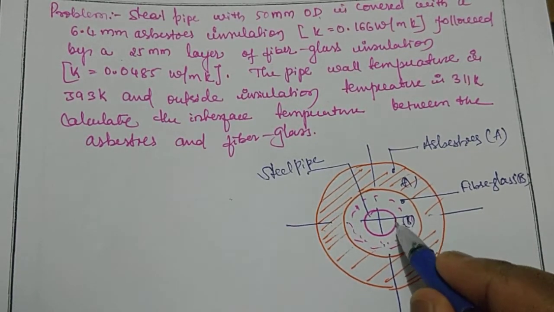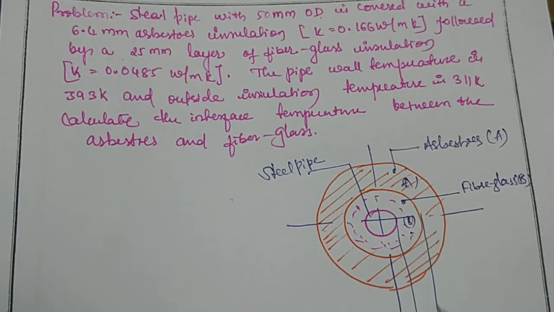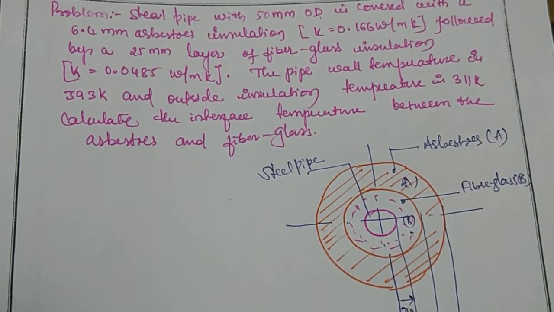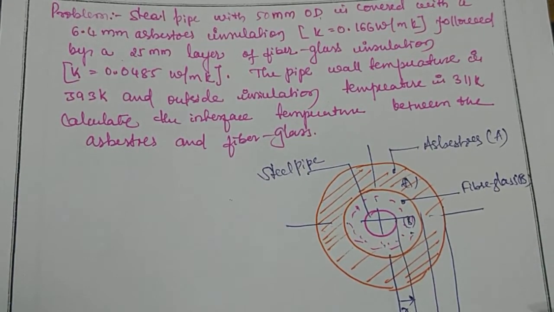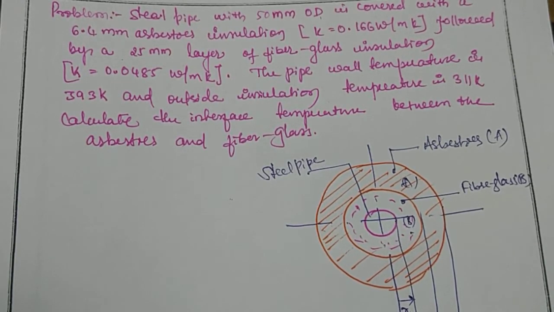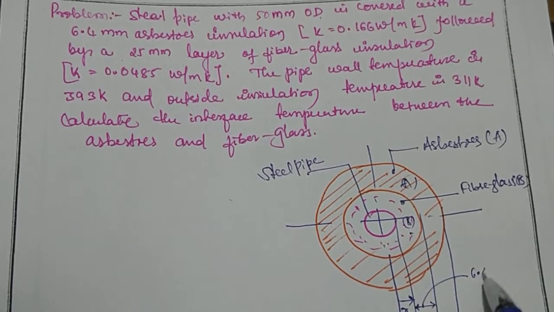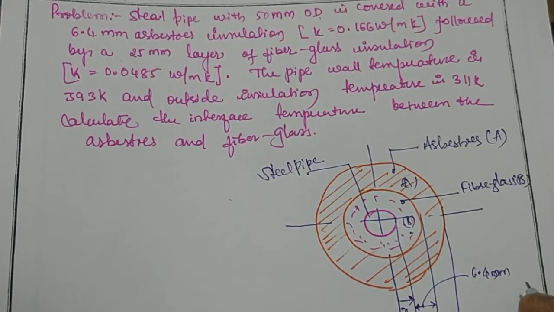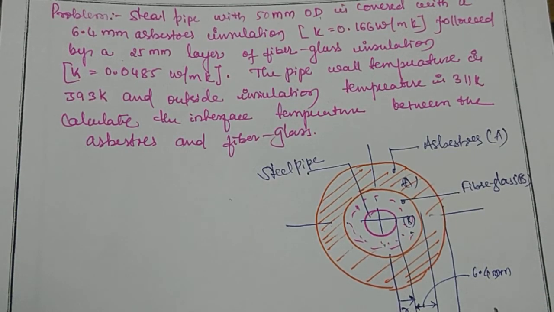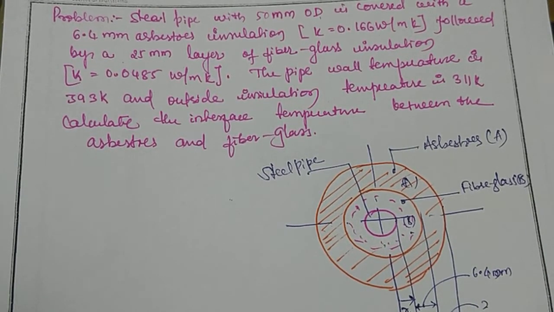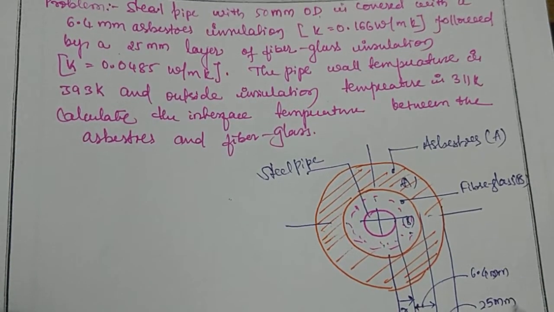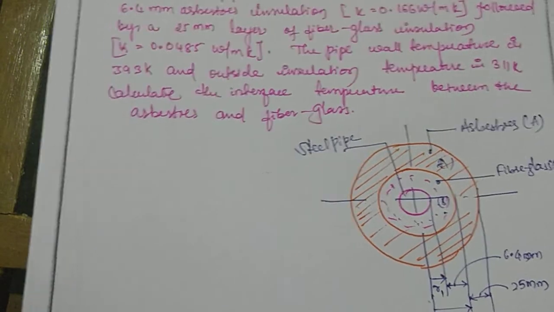So now this is R1, R2, and this is R3. This thickness is 6.4 mm and this is the 25 mm gap for the fiberglass. Okay, now we'll start solving this problem.